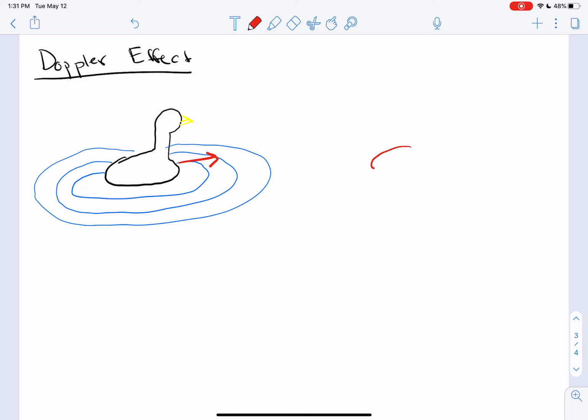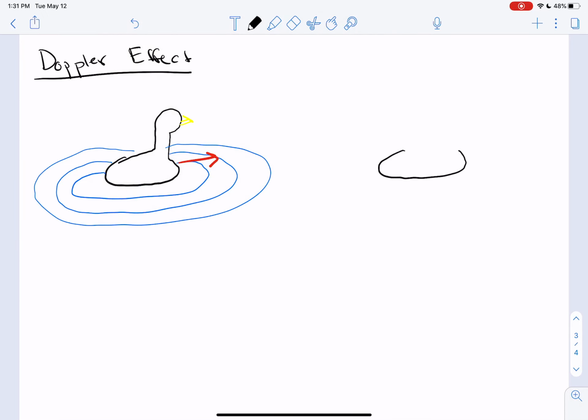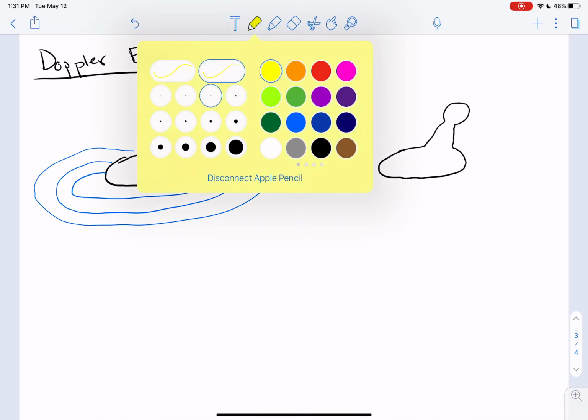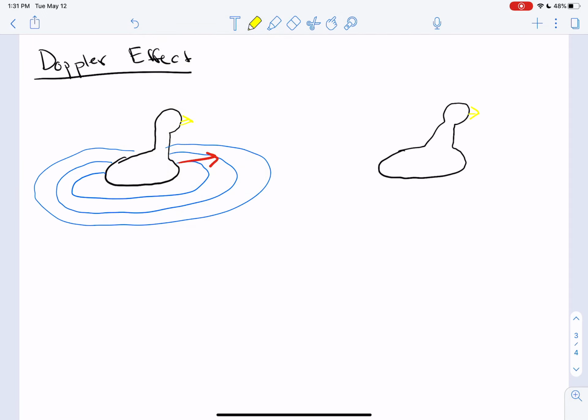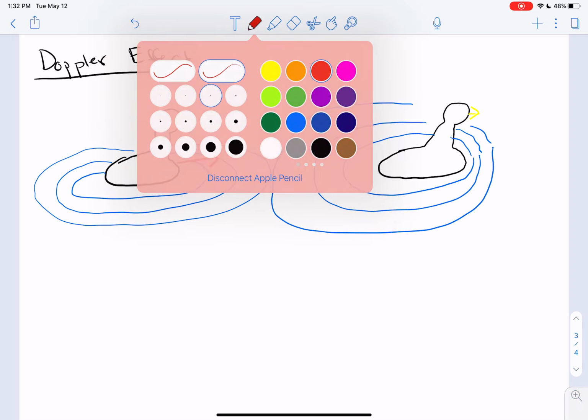Now, once our duck starts moving, we again have our duck in our pond. And now what's going to happen is the ripples in front of the duck start to bunch up. You've probably seen this before. If a duck starts moving to the right, those ripples in front start to bunch up, and then behind it spreads out.